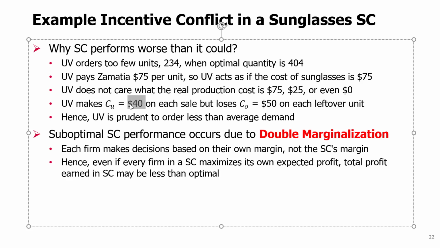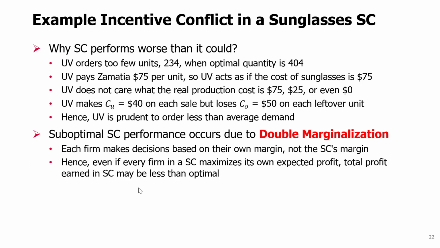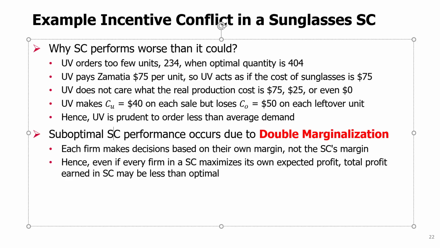So this is the lost opportunity on the sale, or profit on the sale, and loses $50 when they have leftover. So UV is prudent to order less than the average demand, right? In this case, less than the optimal quantity, much less than the optimal quantity for the whole supply chain. So you see, the reason for suboptimal supply chain performance is due to what we call double marginalization.